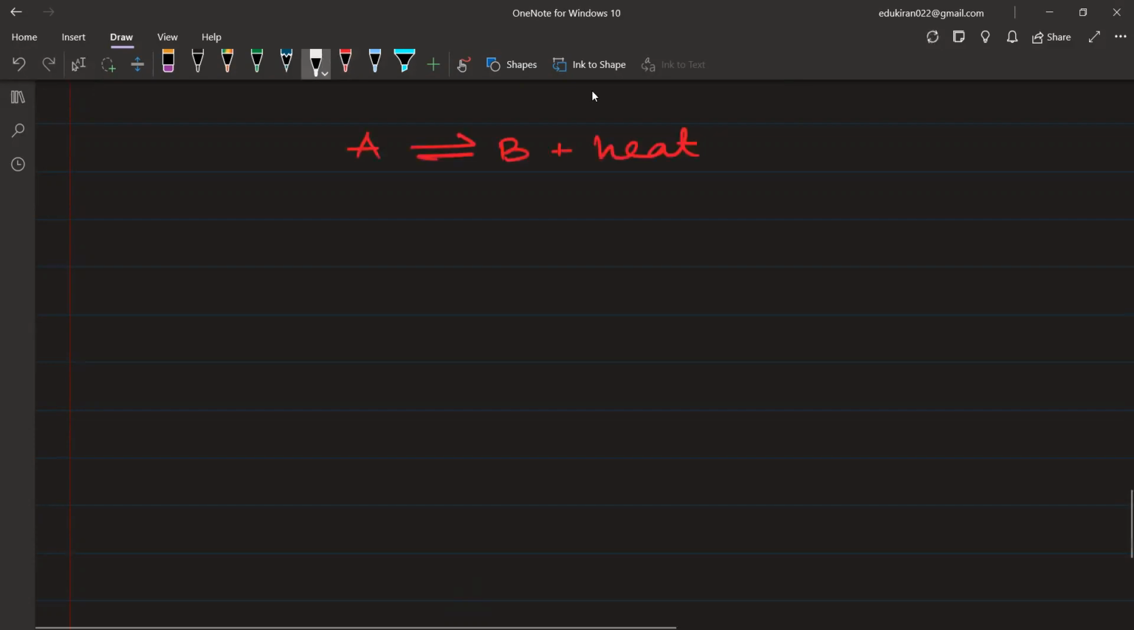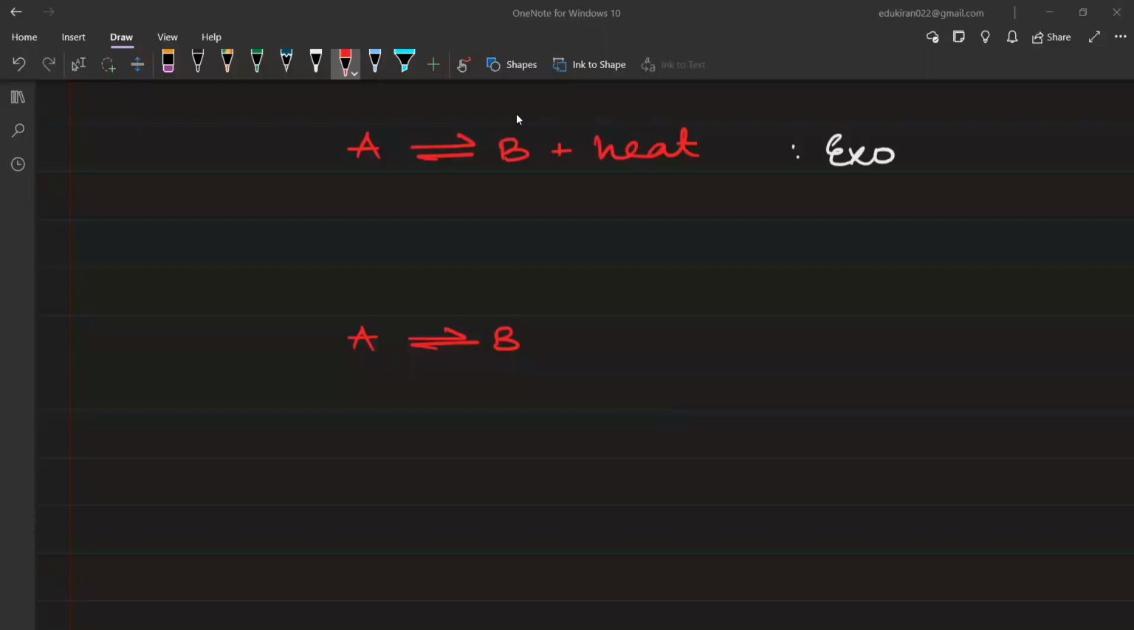Similarly, this is example of exothermic. Okay. And now let us suppose we have some reaction which is endothermic. That means you have A that is giving you B, but this requires also some amount of heat. Okay, this also requires some amount of heat, and this will be endothermic.